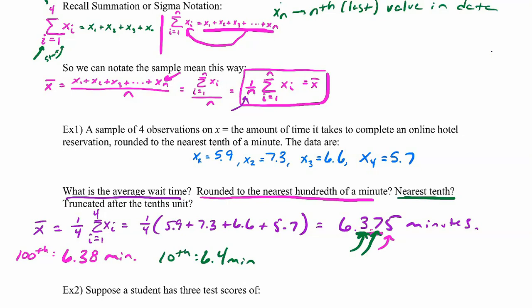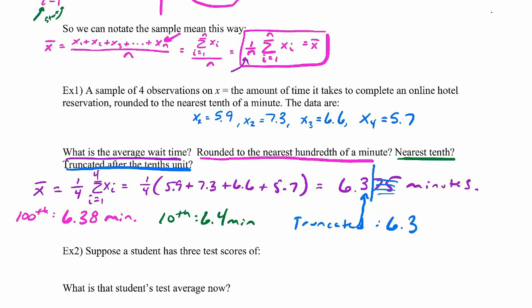And then truncated is basically when we just cut it off at a specific location. All right, so looking at this original value over here, it says truncated after the tenths unit. Here's the tenths unit, so I cut everything after it off. So we would just cut that off, and we will call that 6.3. That's truncated. Okay, so it's kind of like rounding, but not really. You're just cutting off everything behind that number. Okay, so again, you'll see words like truncated and rounding in WebAssign, so just be careful.